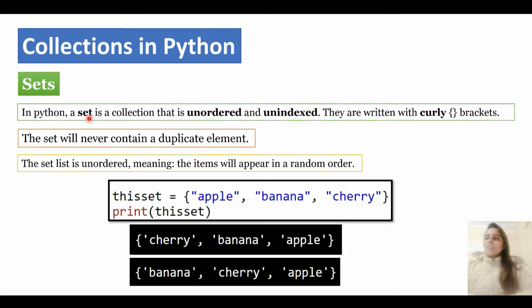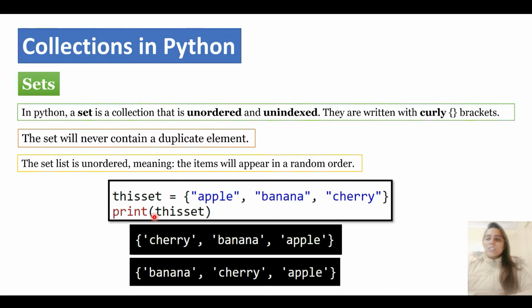Sets. In Python, a set is a collection that is unordered and unindexed. They are written with curly braces. The set will never contain a duplicate element. The set is unordered, which means that the items will appear in a random order every time you try to print them. So this set equals, in curly brackets, apple, banana, cherry.